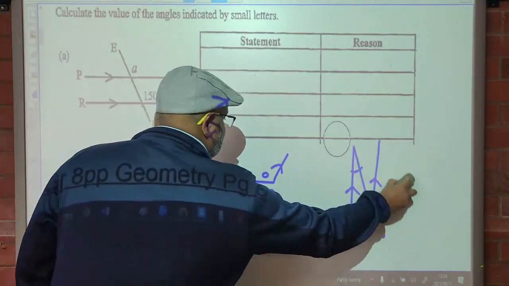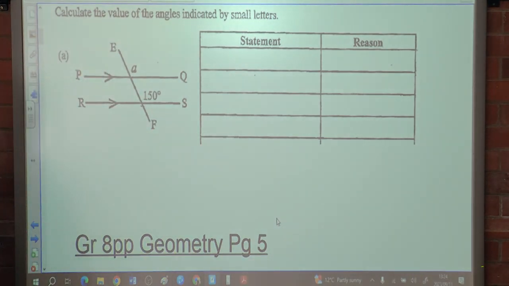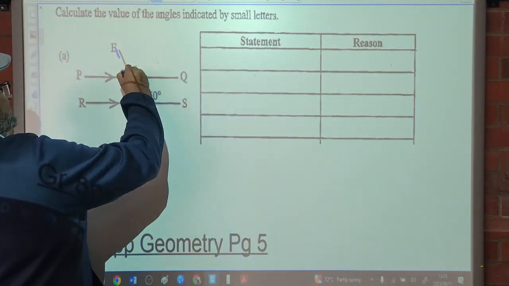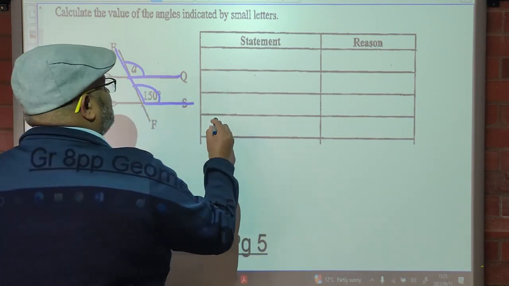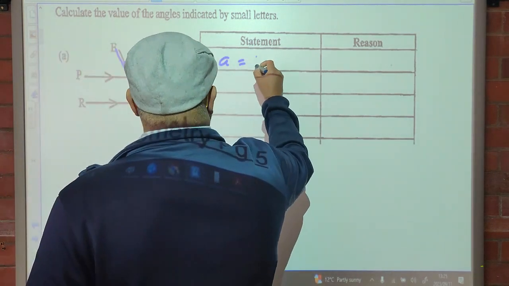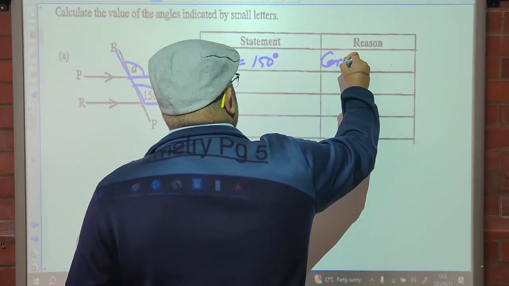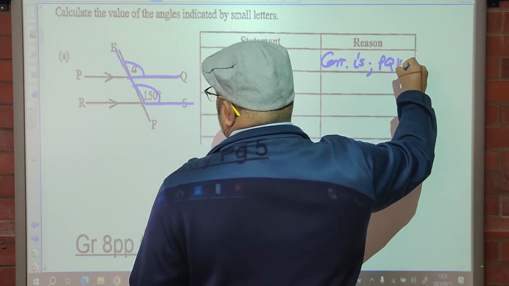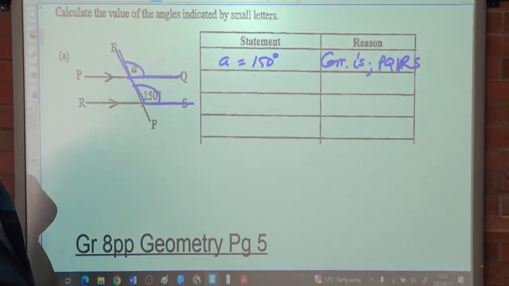So with that in mind, let's tackle these questions quickly. The question says calculate the angles indicated by small letters. So what shape do you see here? The F. So the corresponding angles are equal. So A is equal to 150 degrees. Corresponding angles with PQ being parallel to RS. Okay, you guys agree with that?